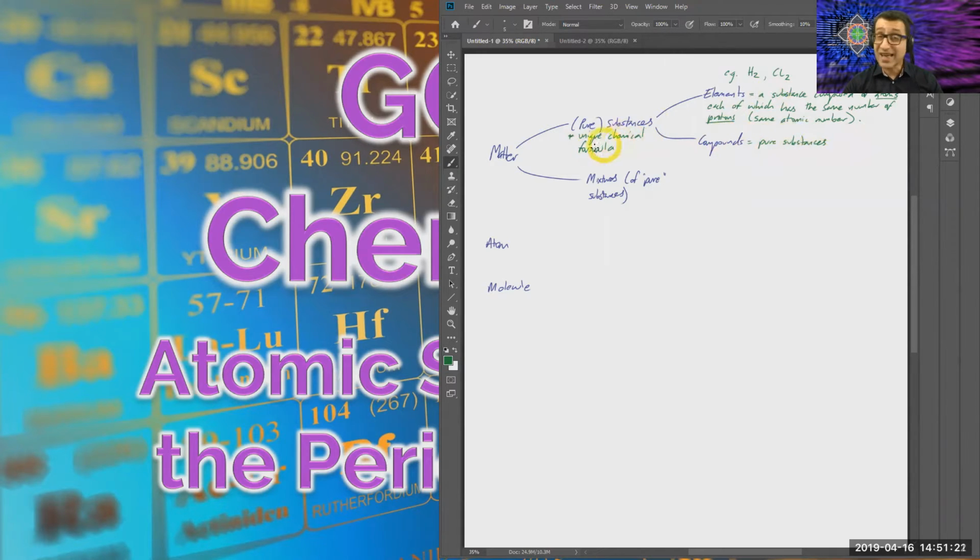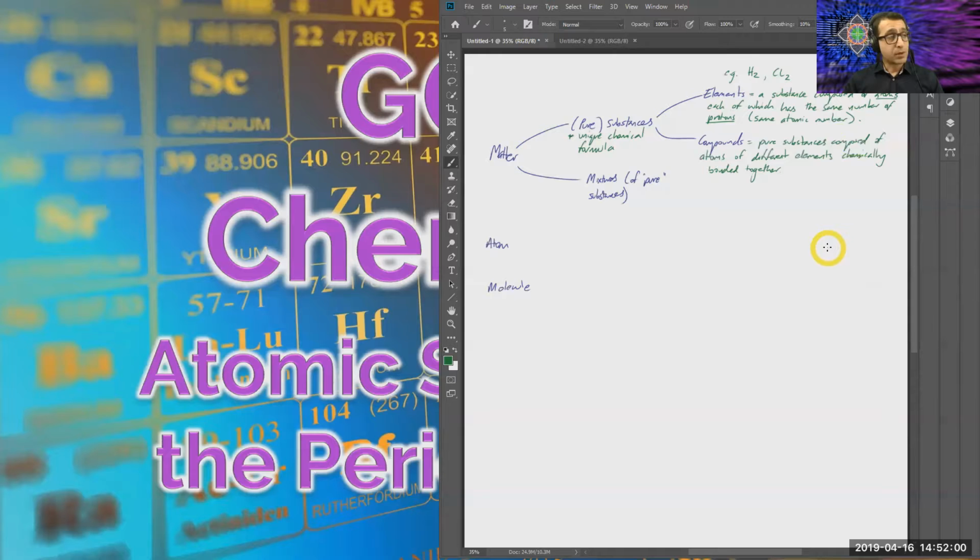Now, it's a pure substance. Each compound has a unique chemical formula, but they must be dissimilar to elements, and they are. These are pure substances composed of atoms of different elements. And these are chemically bonded together. So that's what a compound is.